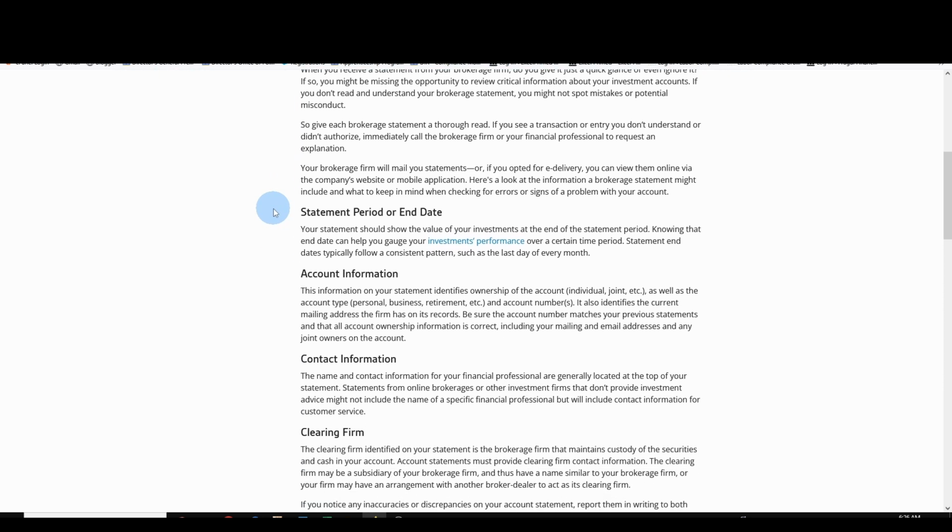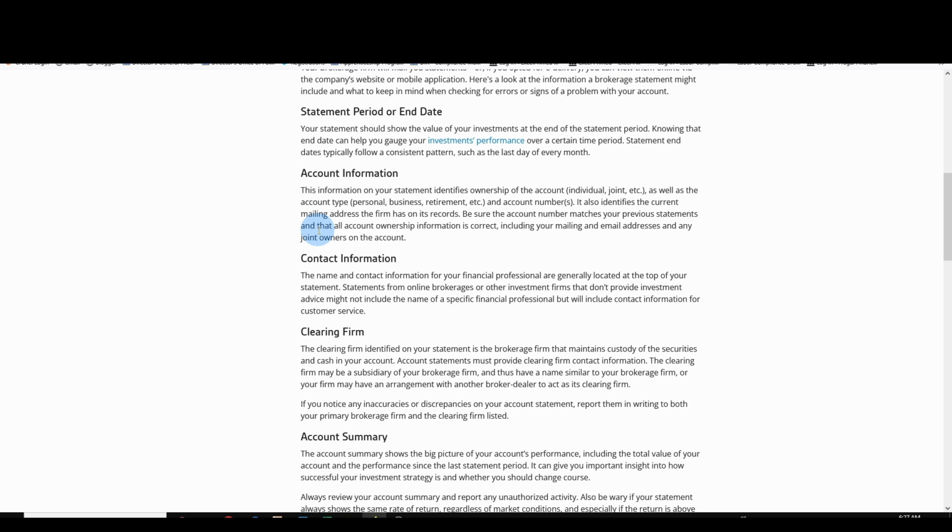If you see transactions or entries you don't understand or didn't authorize, immediately call the brokerage firm or your financial professional and request an explanation. Your brokerage firm will email or mail your statements, or if you've opted for e-delivery, you can review them online via the company's website or mobile application. Here's a look at the information the brokerage statement might include and what to keep in mind when checking for errors or signs of a problem with your account.